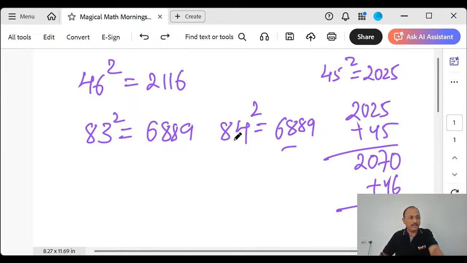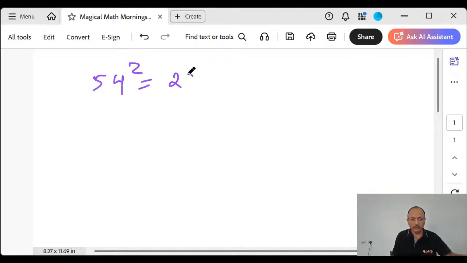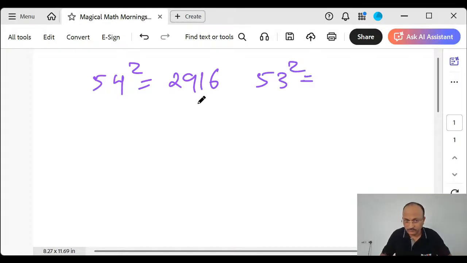Shall I give you a little bigger number? I'm giving you 54 square, directly as 2916. I want you to find 53 square. 55 square you can do very easily, which is 3025. But 54 square I had given. Using that, I want you to find out 53 square.